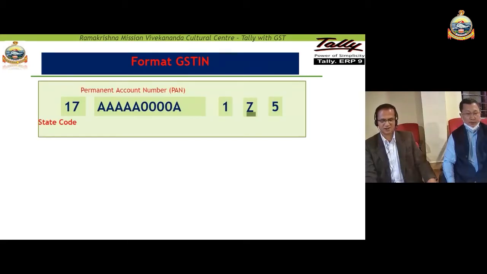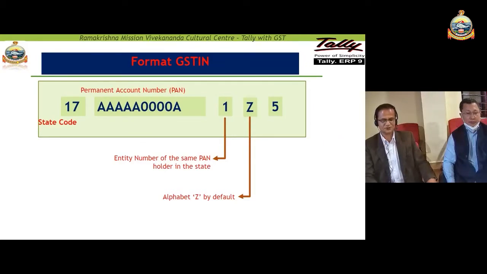And this is how a registration looks like. It's a 15-digit number. You can see the very first two digits represent the state. This is the state code of Meghalaya. The state code of Assam is 18. In between these are 10 digits which are nothing but the PAN number, and then the rest three digits are the entity number of the same PAN, supposing he has got single entity, double entity, like that. And of the rest two alphabets, Z is by default, and the last is a checksum or something.